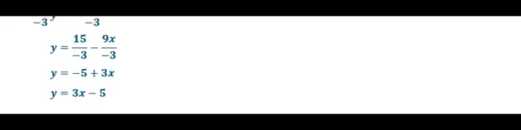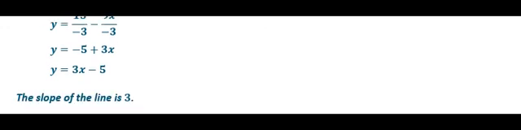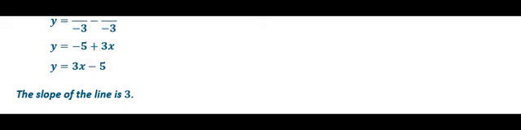Simplified version of the equation is going to be y equals 3x minus 5. What's the slope of that line? Slope of that line is 3. Going to put 2 minutes on the clock. Please go ahead and solve equations 10 and 11.